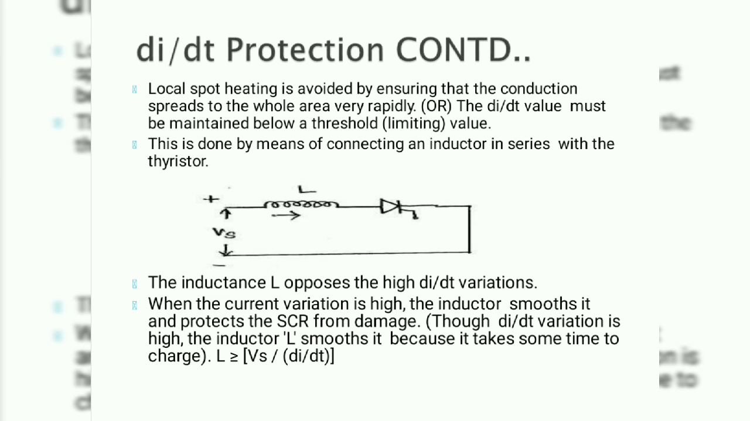di/dt protection can be done with the help of an inductance connected in series before the anode. Initially the maximum amount of current will not flow across the circuit, because the inductance starts charging and stores some amount of energy. So the inductance L opposes high di/dt variations.